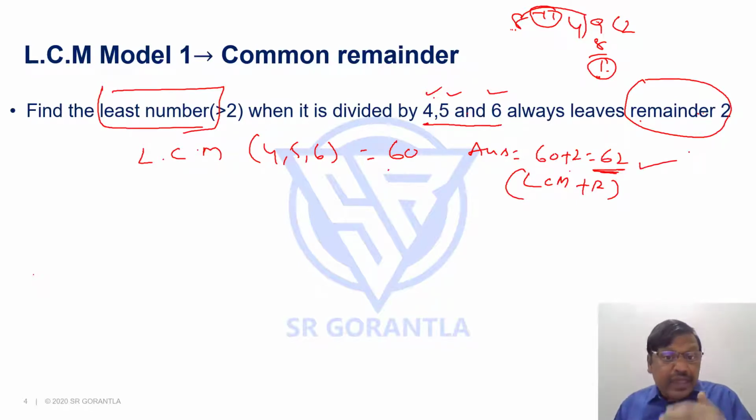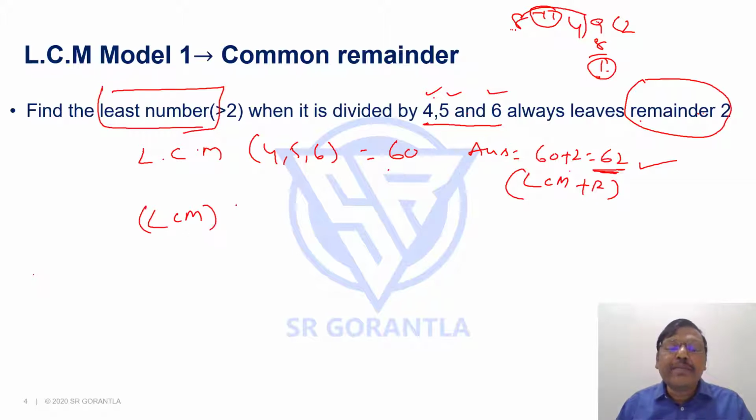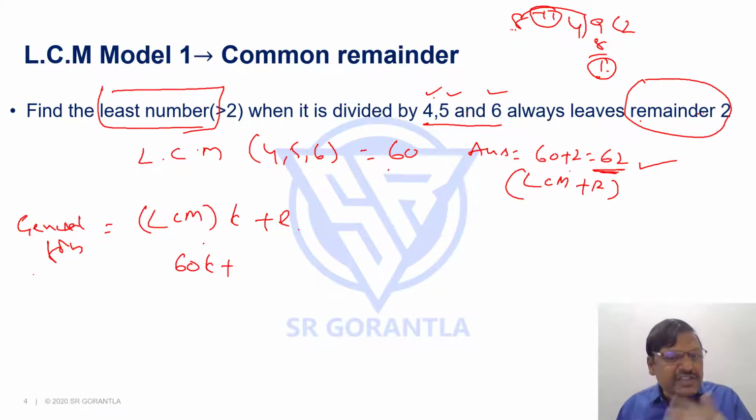If I ask you for any greater number, it will be in what form? Any greater number will be in the form of a multiple of LCM plus remainder. So this is the general form or general structure of the number. In this particular case, LCM is 60, so 60k. What do you mean by 60k? A multiple of 60, 60 into anything, plus the remainder. If k is 1, 62; k is 2, 122, and so on.